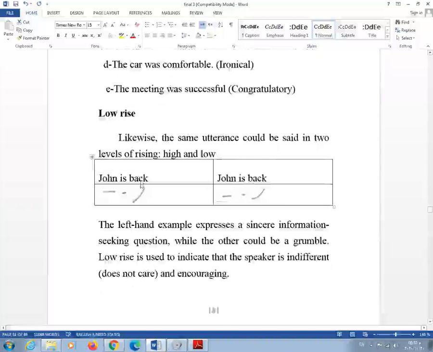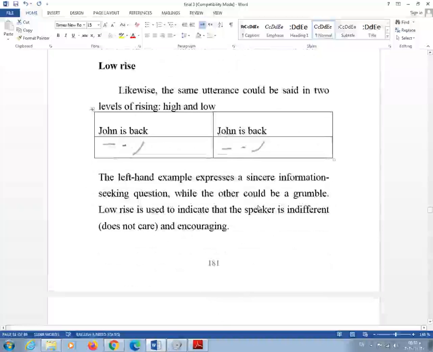John is back. I'm interested. I'm happy. I want to make sure that he's back. John is back. I'm just asking a question. I don't care. I'm not happy. Maybe I'm sorry.